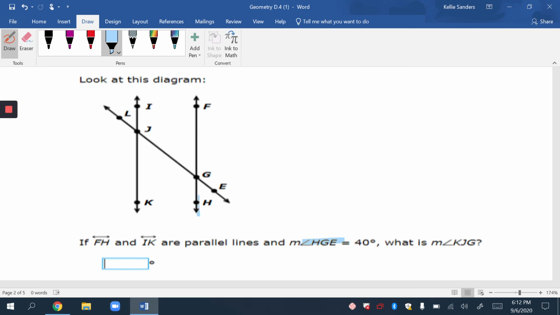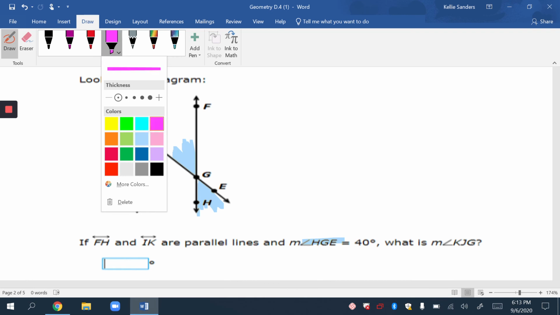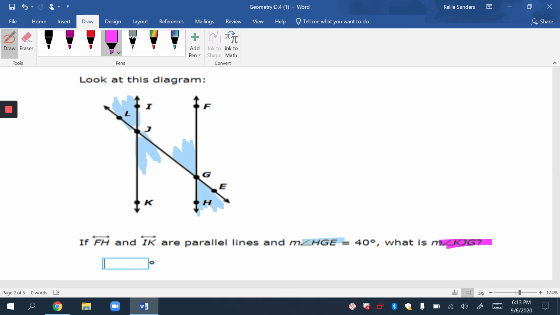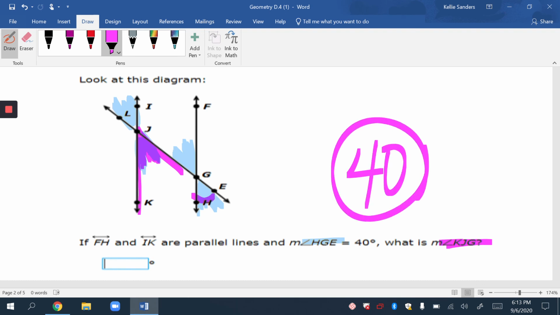HGE is this right here. So this would be the same, and this one would be the same, and this one would be the same. KJG. KJG is this one. I just marked over what I just said. So those are the same angles. Was that one, wasn't it? Yeah, that one. So those two are corresponding angles, which means that they are congruent.